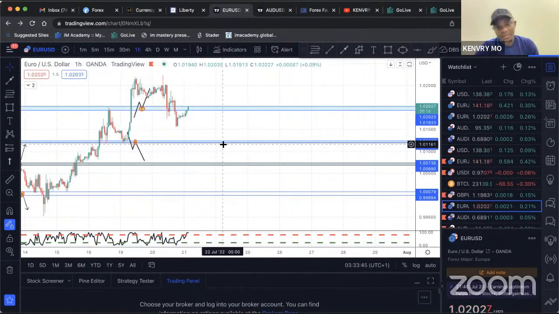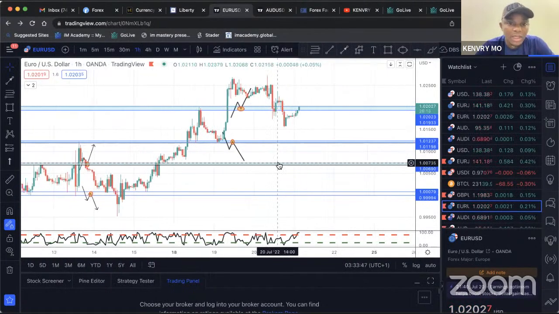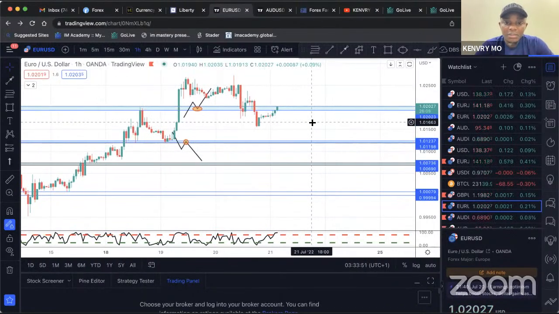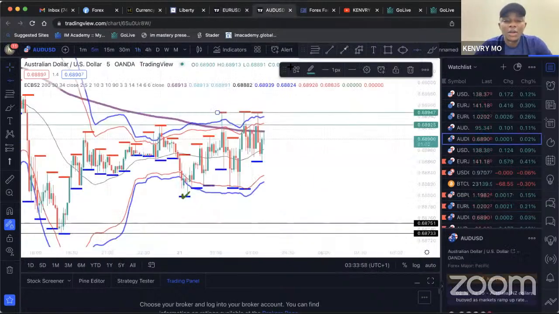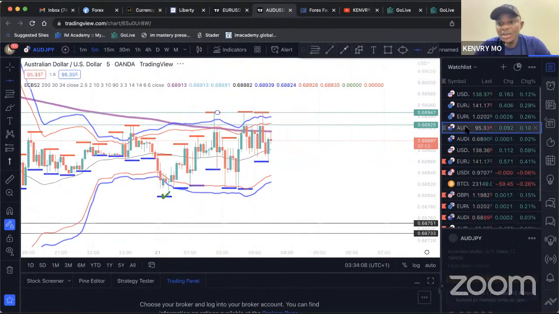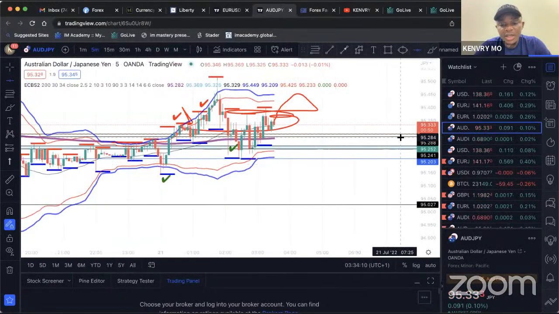Yeah, I'm actually looking out for a buy here. So same thing, AUD is the same thing. If we need to go for the buy, it has to break these muscles. That is what price action is trying to tell us.